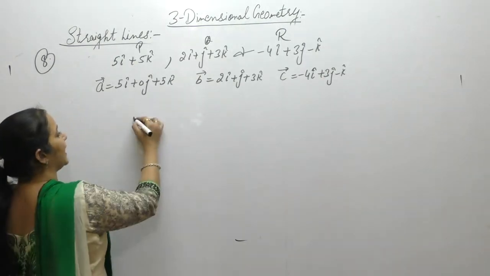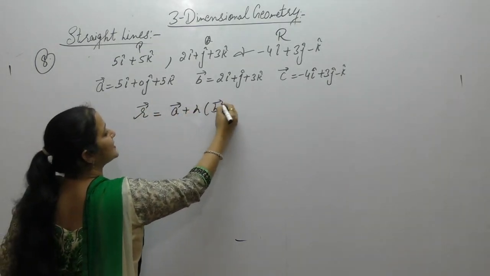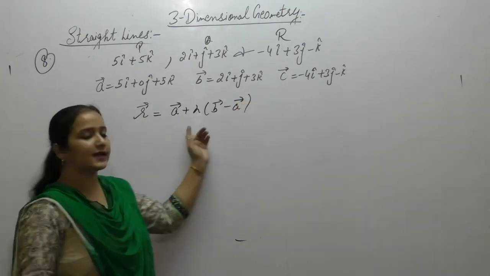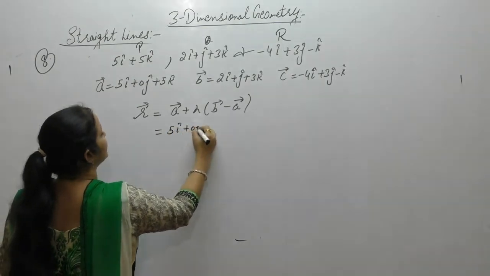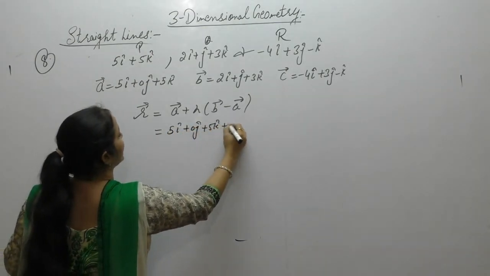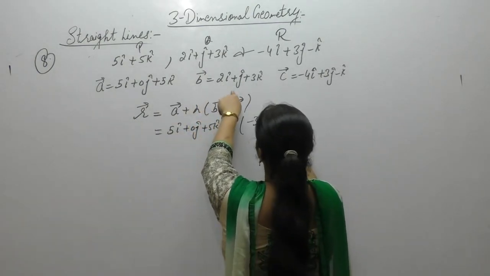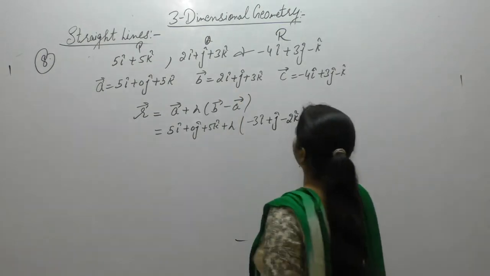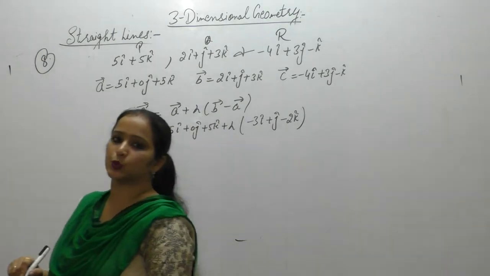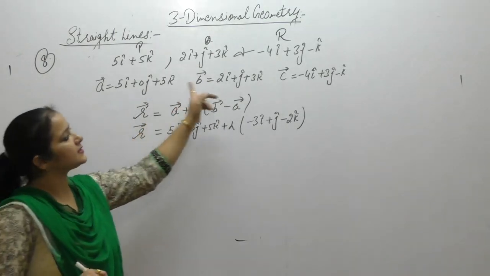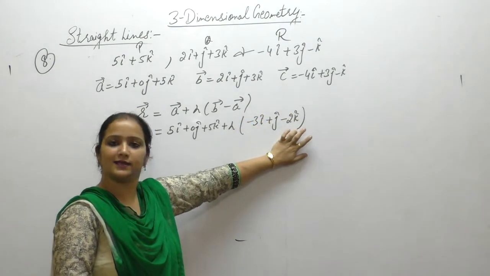Now the vector equation of a line which passes through 2 points is a vector plus lambda times (b minus a) vector. Put the value: 5i plus 0j plus 5k plus lambda (b minus a), that is 2 minus 5, 1 minus 0, 3 minus 5. Now this is the vector equation of the line that passes through the points. Now if these 3 points are collinear, then this point should satisfy this equation.